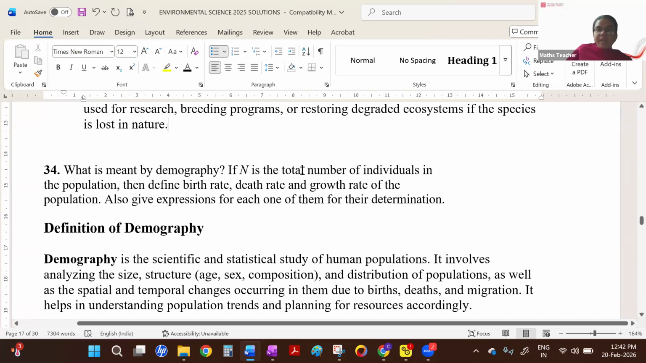In the next one, what is meant by demography? And if N is the total number of individuals in the population, then define birth rate, death rate, and growth rate of the population. Also give expressions for each one of them for their determination.